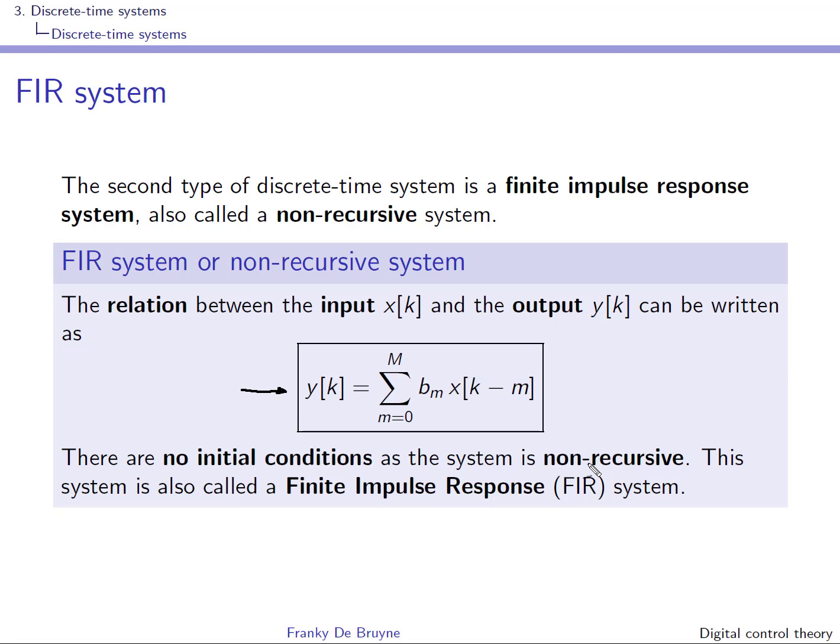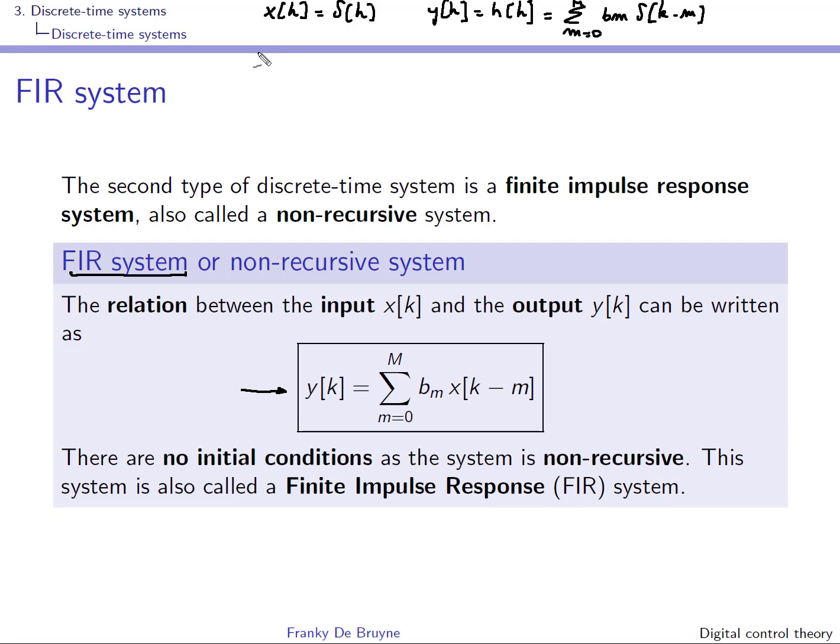Such a system is obviously called a non-recursive system, but more often it's called a finite impulse response system, or an FIR system. What we have to show is that indeed this system has a finite impulse response. So what you have to do is consider x of k equal to a unit impulse, delta k, and compute y of k. In our case, since we have an input that is a unit impulse, y of k will be the impulse response. Okay, so let us take the expression and replace x by delta, and we obtain delta k minus m.